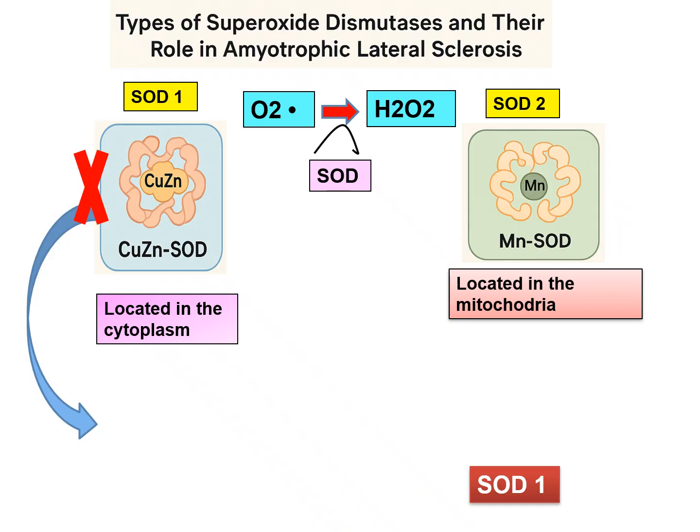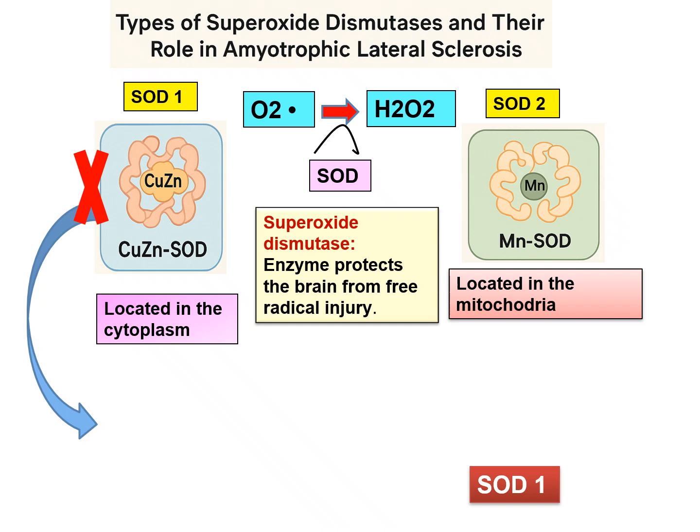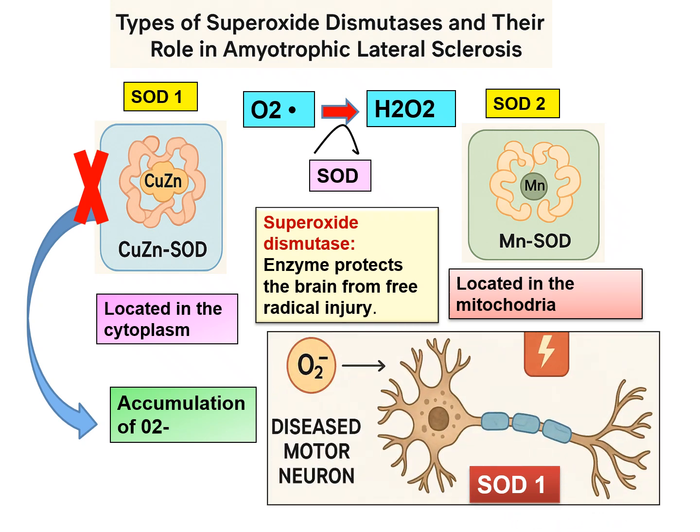What is the specialty of this superoxide dismutase is, it is an enzyme which protects the brain from free radical injury. So when there is mutation in the SOD1, that is copper zinc superoxide dismutase, there is absence of copper zinc superoxide dismutase. So what is happening? There is accumulation of free radicals, that is superoxide anions, within the brain, resulting in diseased motor neurons, causing amyotrophic lateral sclerosis. So what is the mechanism of amyotrophic lateral sclerosis? That is familial, because of SOD1 mutation.